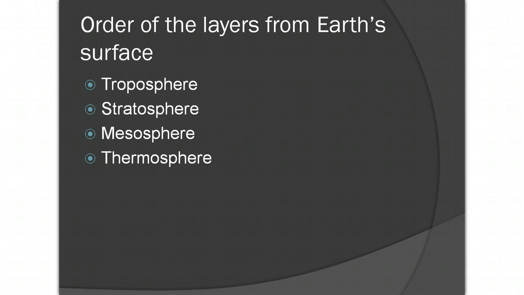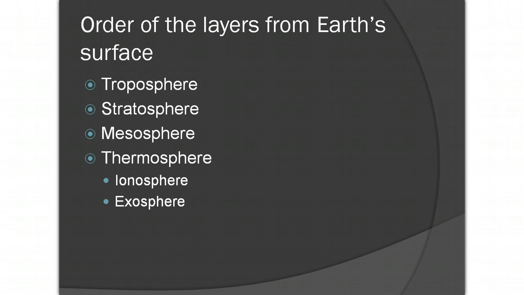The next part is looking at the order of the layers from the Earth's surface. Just like last time, it's troposphere, stratosphere, mesosphere, and thermosphere. It's also important to remember, though, the thermosphere can actually be split into two different layers, the ionosphere and the exosphere.